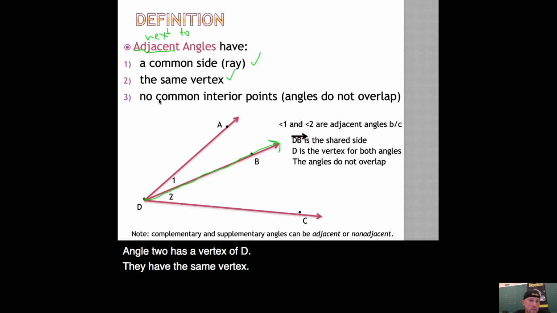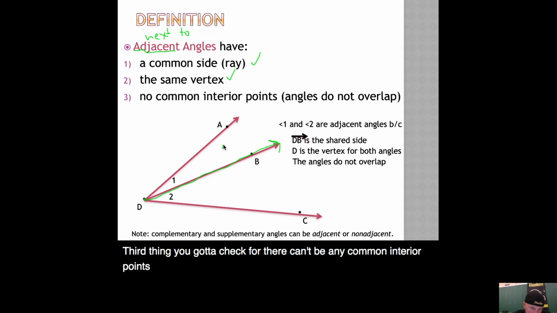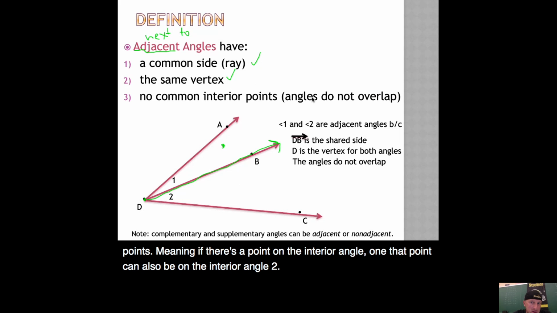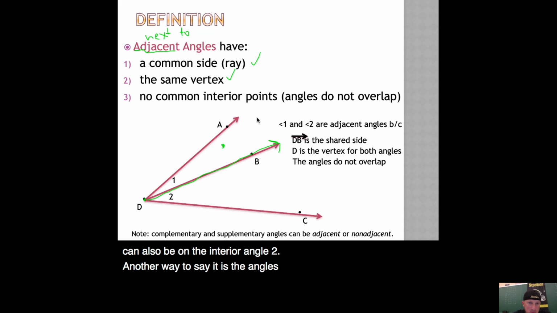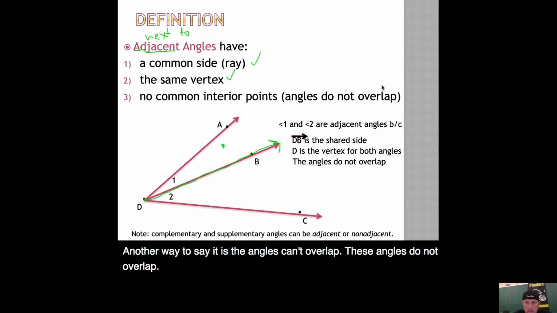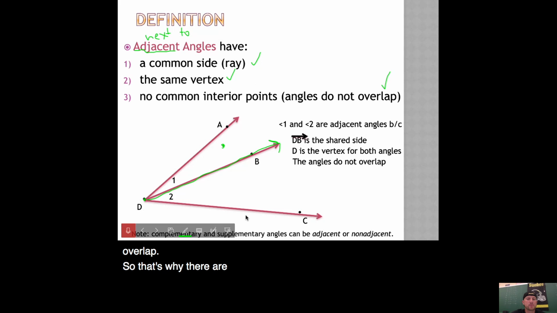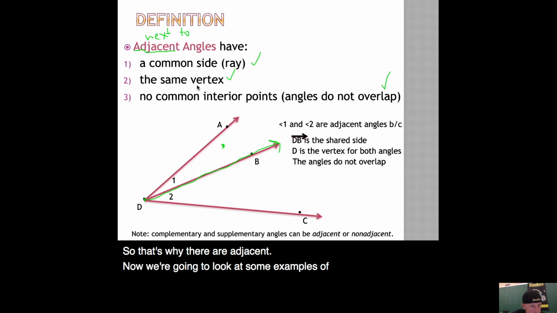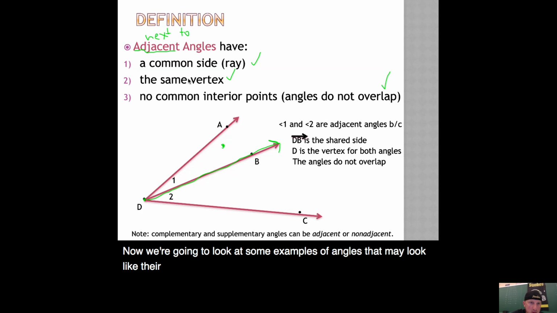Third thing you have to check for, there can't be any common interior points, meaning if there's a point on the interior of angle 1, that point can't also be on the interior of angle 2. Another way to say it is the angles can't overlap. These angles do not overlap. So that's why they're adjacent. Now we're going to look at some examples of angles that may look like they're adjacent, but violate this definition one way or the other.